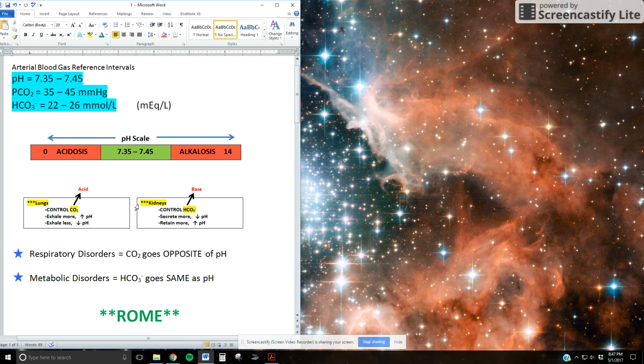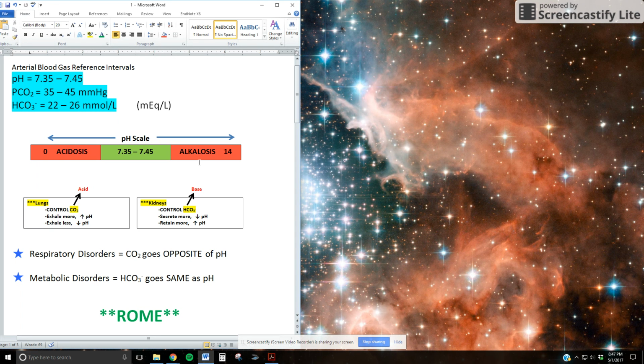So that's important. The kidneys, on the other hand, control the bicarbonate, which you should consider as your base product. And so when the kidneys secrete more bicarbonate, they're getting rid of the base and decreasing the pH. If they retain more bicarbonate, they're going to hold on to it and increase the pH.